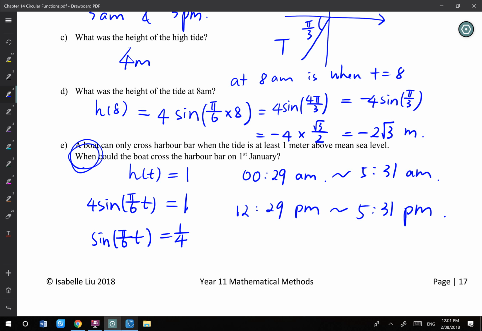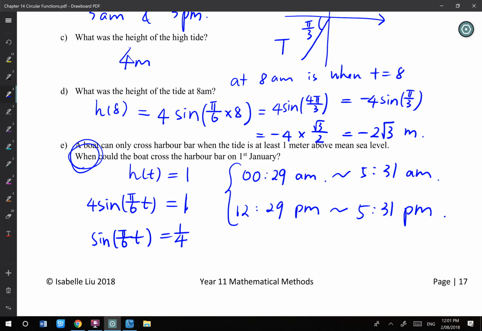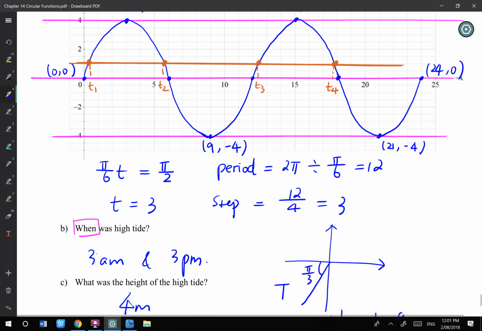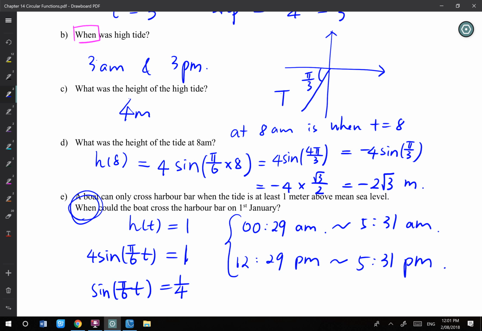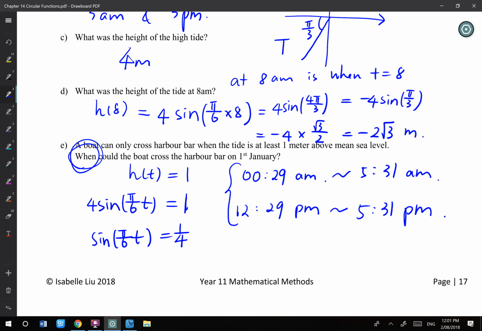Okay, last minute, just let me finish. In between those 2 periods of time, you can go across the harbor bar. Because we have 2 periods, in one period I can go across, and in the other period I can go across at about the same time. All the skills we have talked about in this question, you will need for your test: define functions, solve for circular functions, substitute values, sketching graphs.